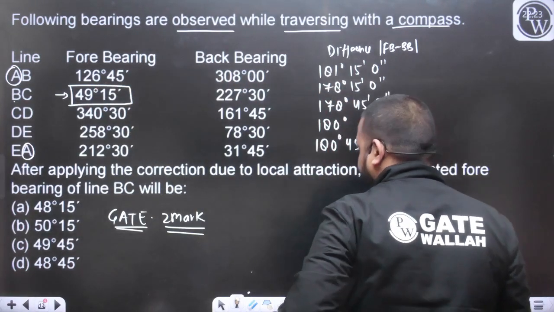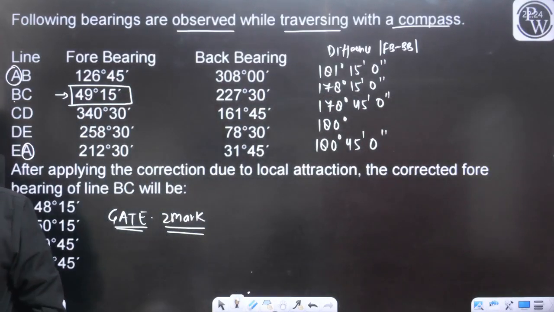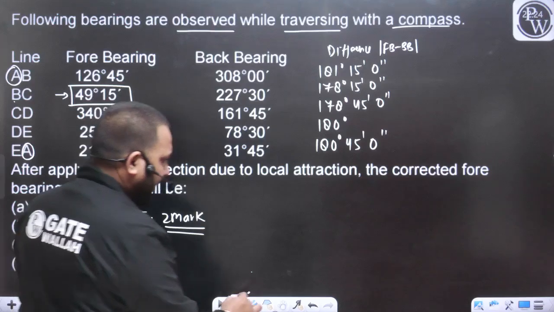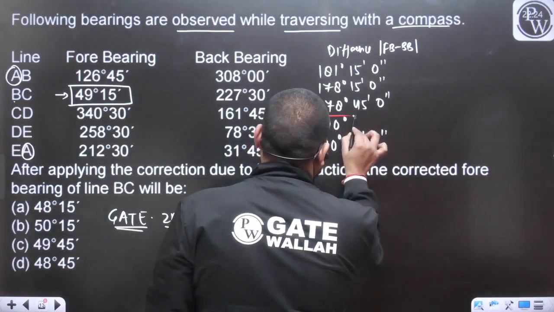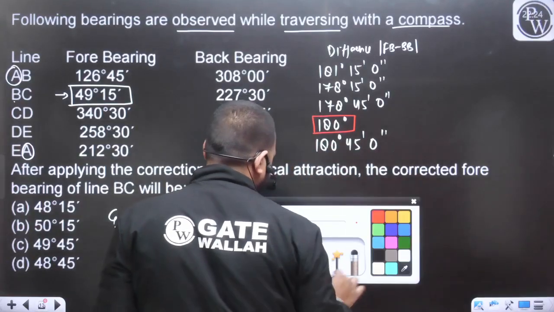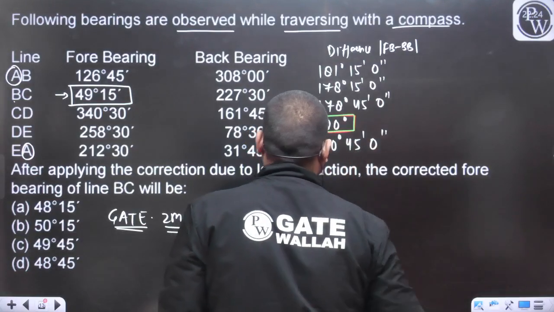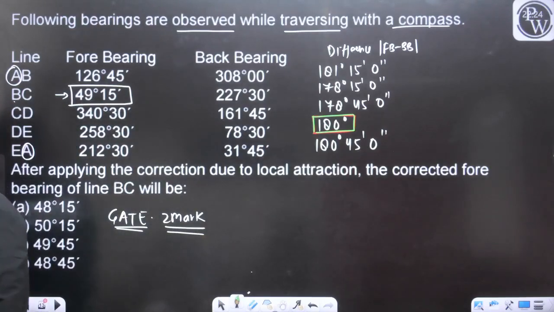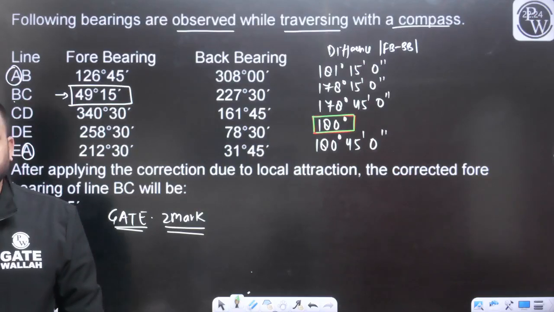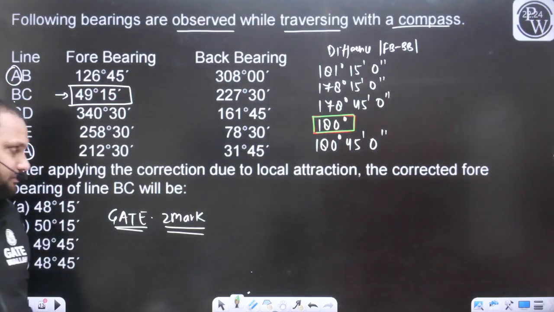Now listen to the discussion carefully. For the line DE, we are getting the difference of the fore bearing and back bearing, that is 180 degree. What does it imply?